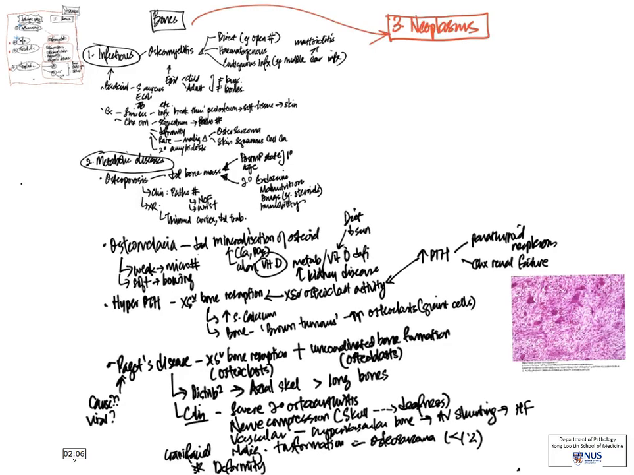The last category of pathology in the bone that we're going to talk about is neoplasms, and this will be covered in the next mind map.